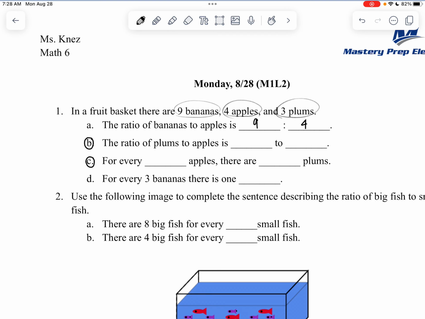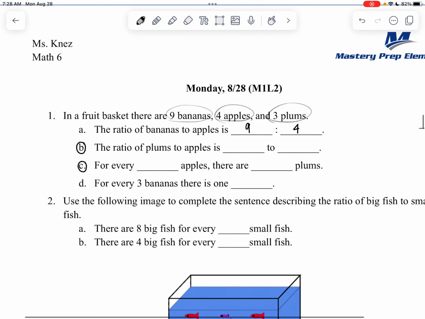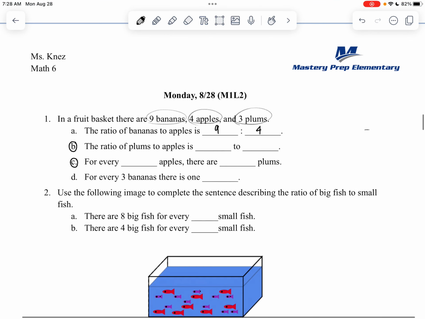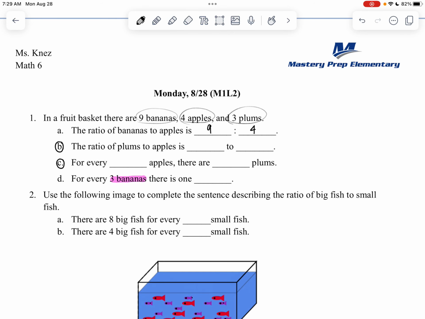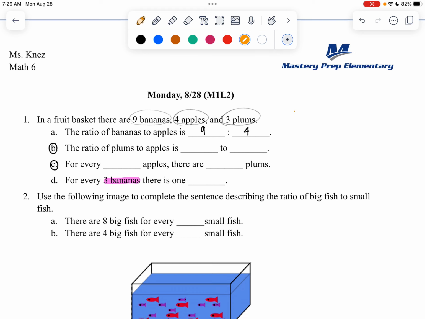You're simply determining for every blank, there are blank. In question D, we have to think a little bit deeper because question D says, for every 3 bananas, there is 1 blank. But when we look at the list, we can see that 3 bananas isn't an option. Let's draw out what a fruit basket looks like. In a fruit basket, there are 9 bananas, there are 4 apples, and we know that there are 3 plums.